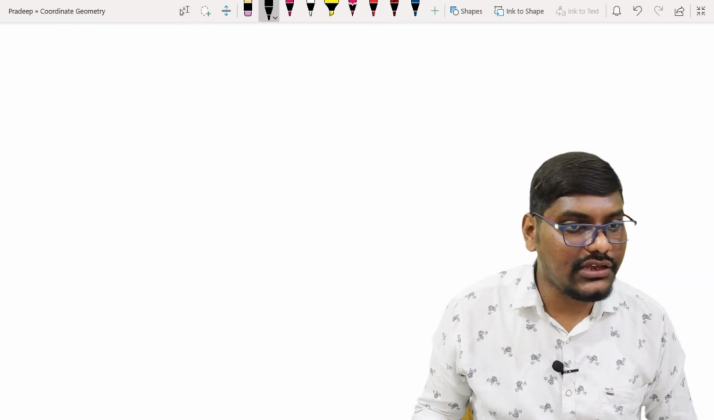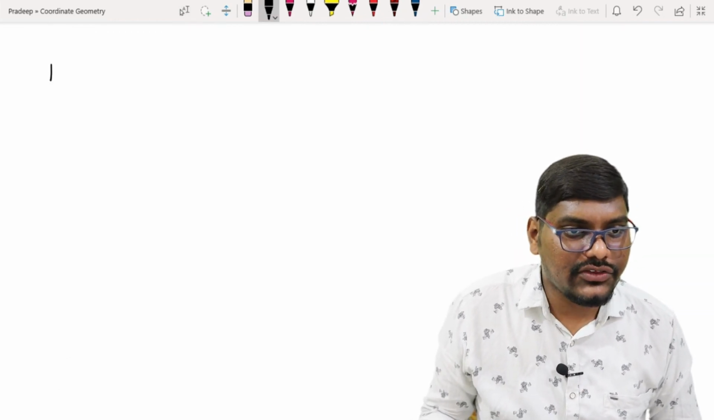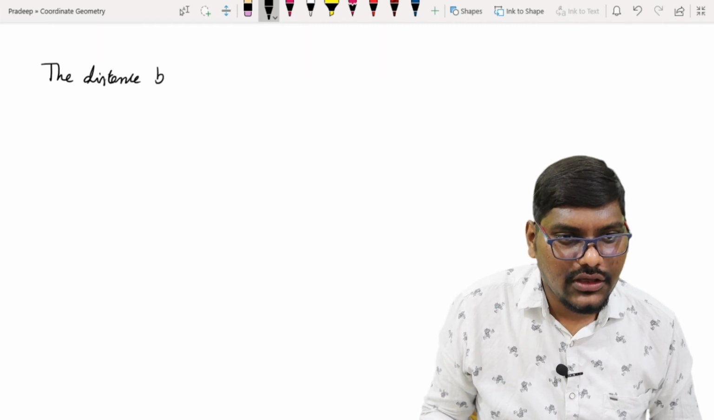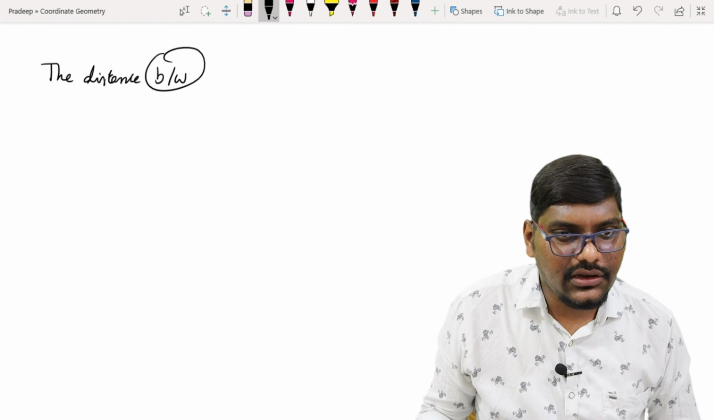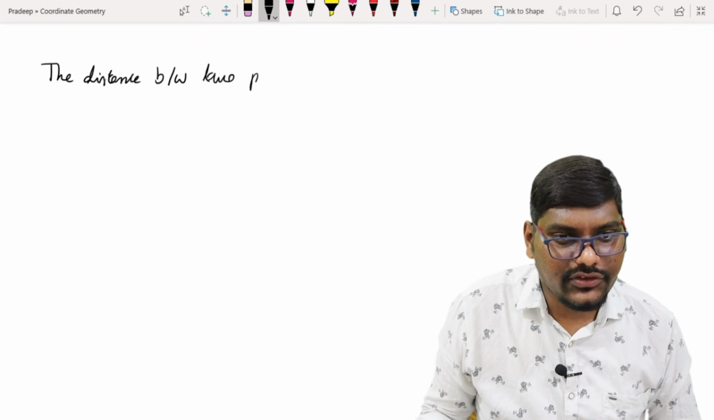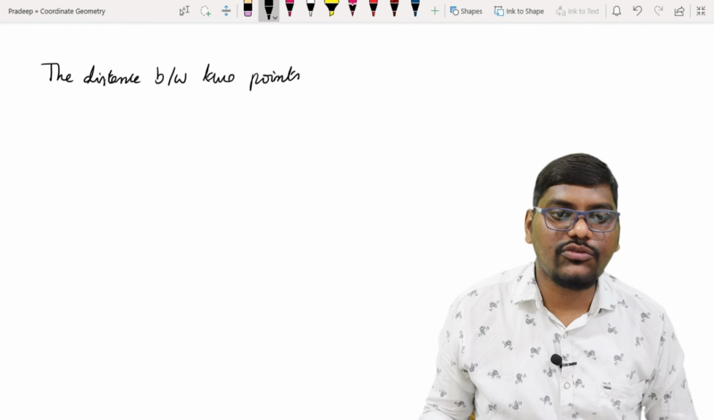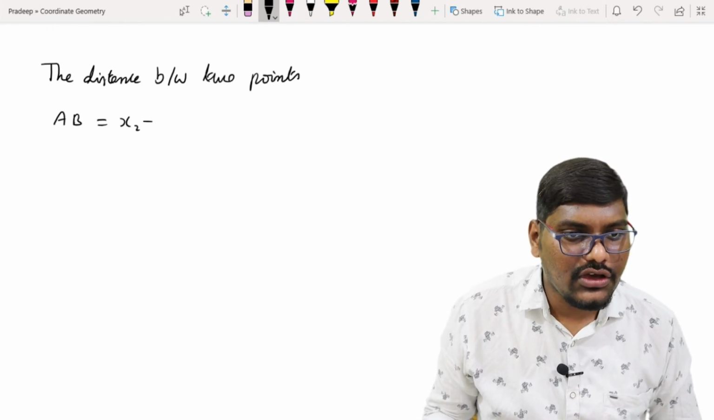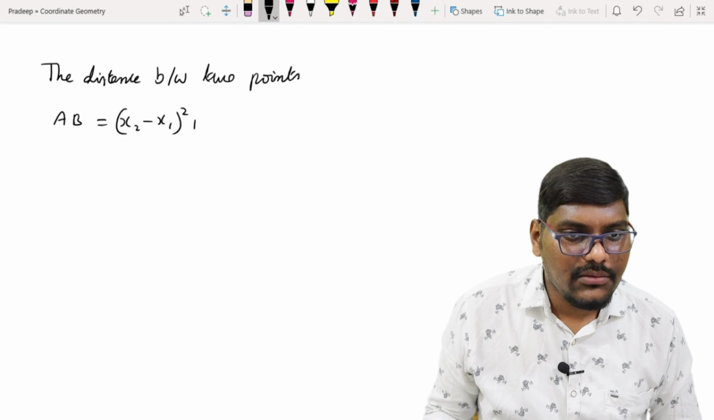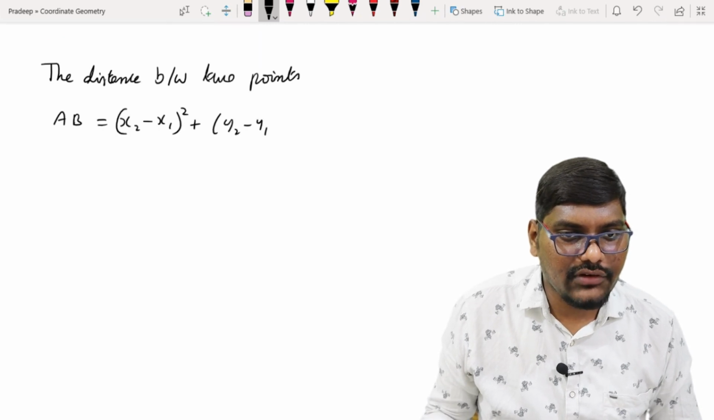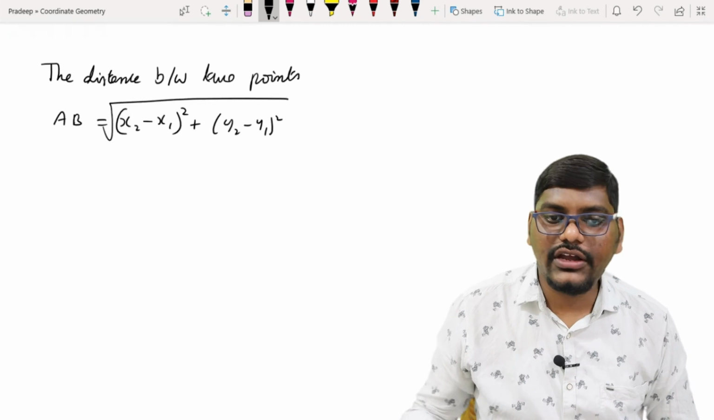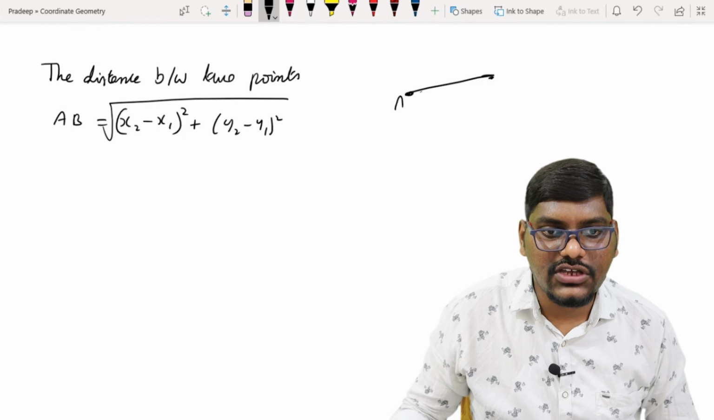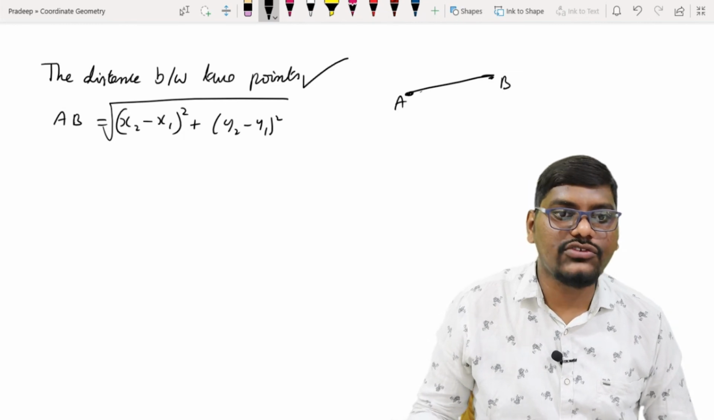So let's revise quickly what are the things we discussed. That is the distance between 2 points we have discussed. So for the distance between 2 points, what is the formula? If the points are A and B, we can write the square root of (x2 minus x1) whole square plus (y2 minus y1) whole square. Suppose this is a point and this is the second point. We are just finding out the distance between these 2 points. That is the formula we used here.